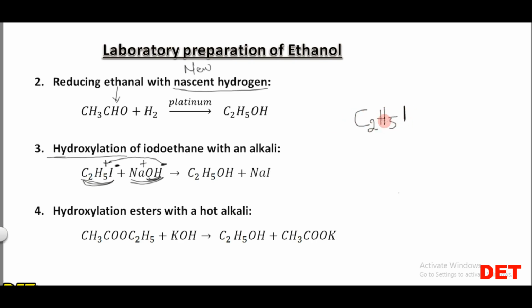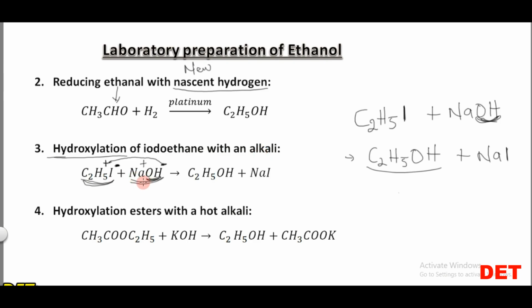So again, this is iodoethane, C2H5I. So when you react this with sodium hydroxide, this hydroxide ion will be added to this iodoethane to form C2H5. So instead of me writing I here, it is this OH that will be added to it to form what? Ethanol. This is ethanol, plus this sodium will react with this iodine to form what? Sodium iodide. Alright, this is what the hydroxylation of iodoethane is all about.